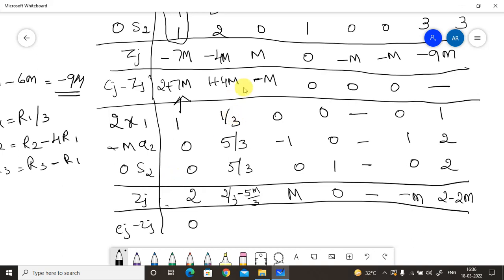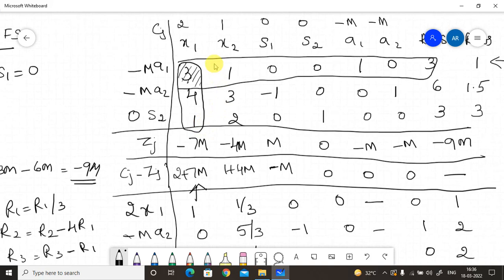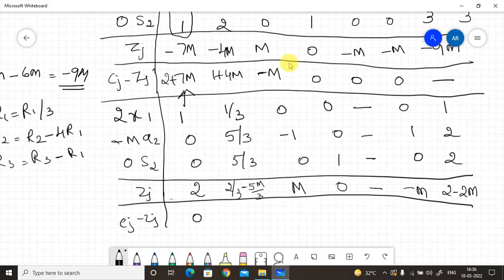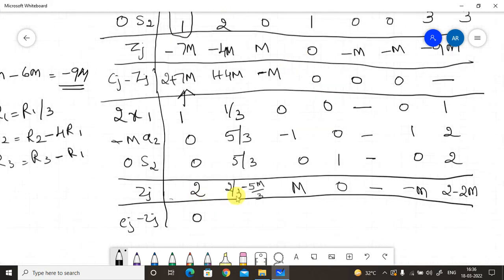Please consider the upper value 1, and you have to subtract this value from it. What is 1 minus 2 by 3 minus 5m by 3? That will give you 1 by 3 plus 5m by 3. Next will be 0 minus m, that's minus m. This becomes 0, and we are not going to calculate this, and this becomes 0, and we are not going to calculate this.